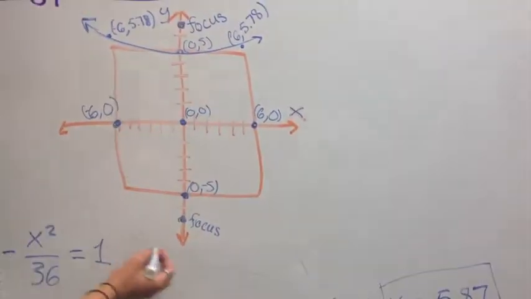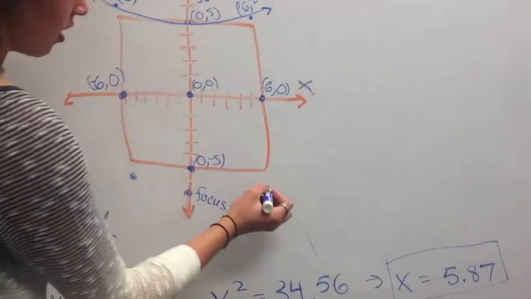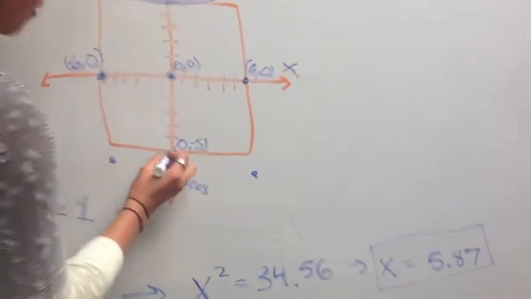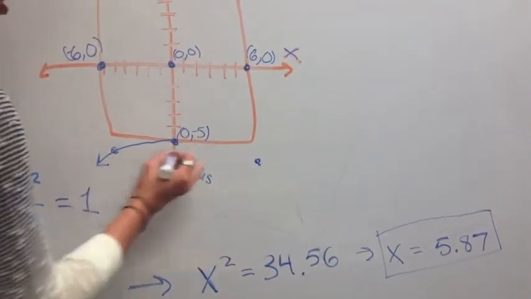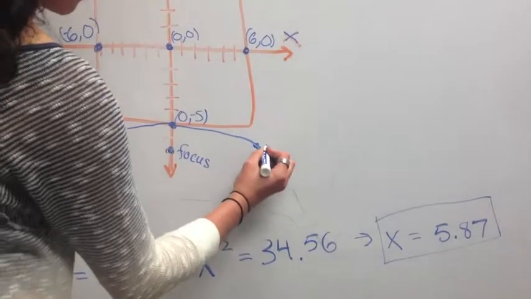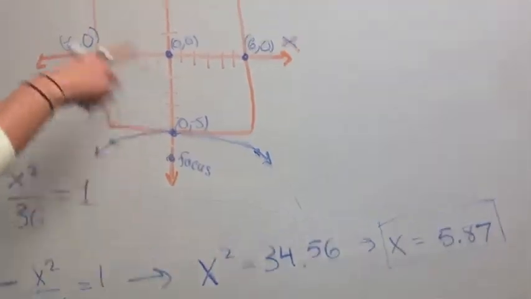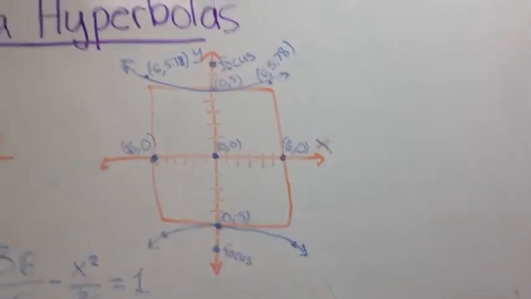And I do this for both sides down here to graph my hyperbola. And this is just guesstimating, but this is around what the hyperbola would look like for this exact equation.